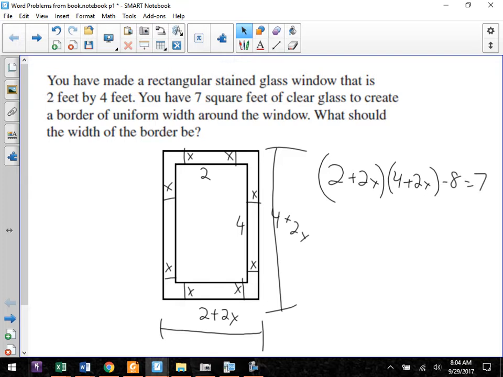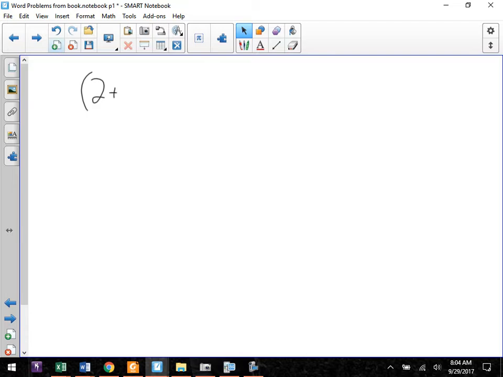Uniform width. What happens a lot of times is that you're going to add in x's on tops and bottoms, x's on the left and right, and then you're going to subtract out the middle. Okay? You subtract out the middle, and then that will equal whatever your new area is to be. So in this case, let me put this on a clean sheet so I have room. We get 2 plus 2x, 4 plus 2x, minus 8 is 7.